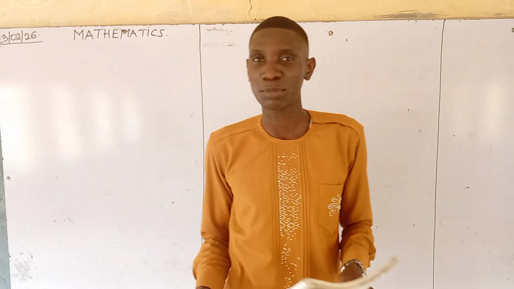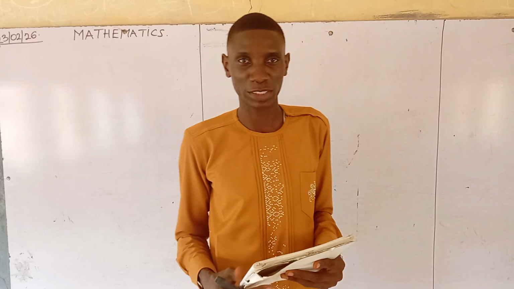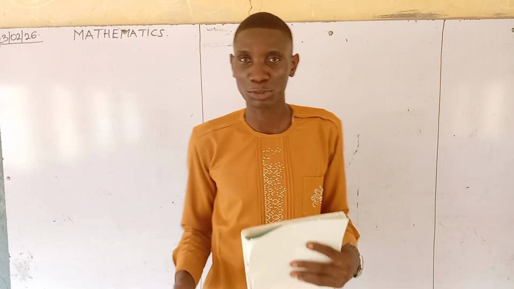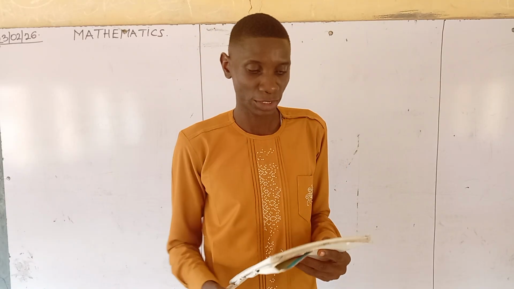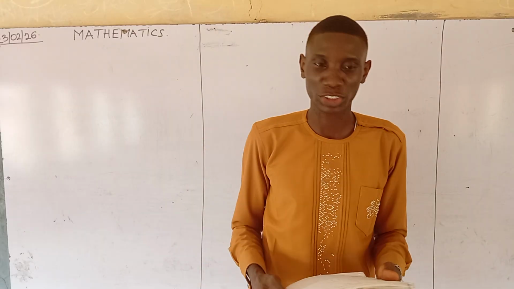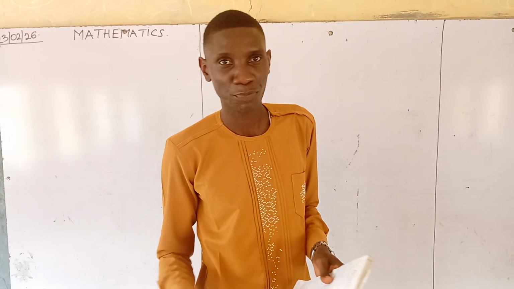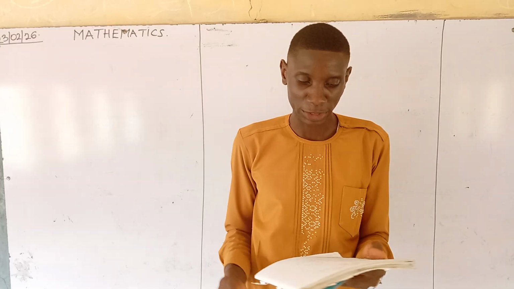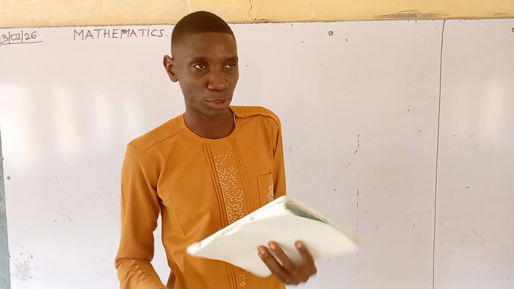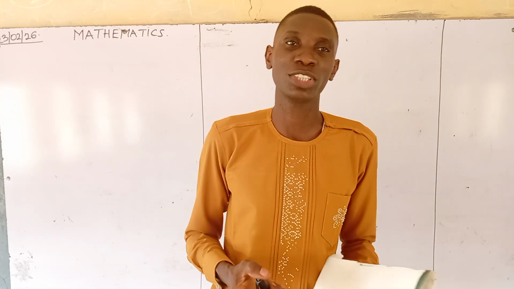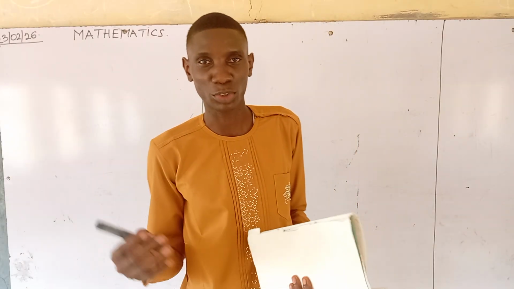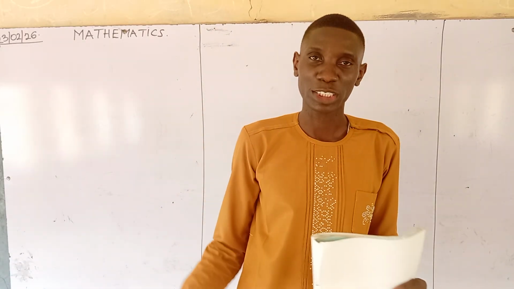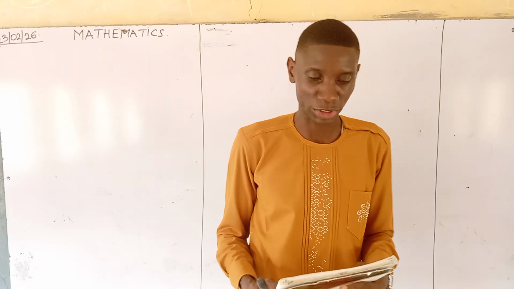So it is simplified into four aspects. We have simplification of algebraic fractions. We have addition and subtraction of algebraic fractions. We have multiplication and division of algebraic fractions. These are the major things that we'll be working on. So today we are working on simplification of algebraic fractions.